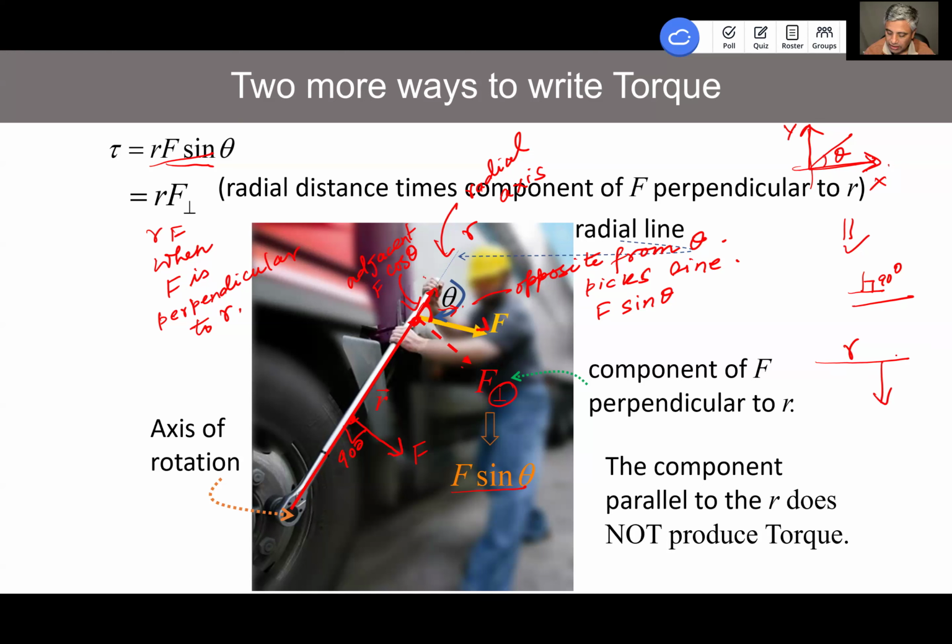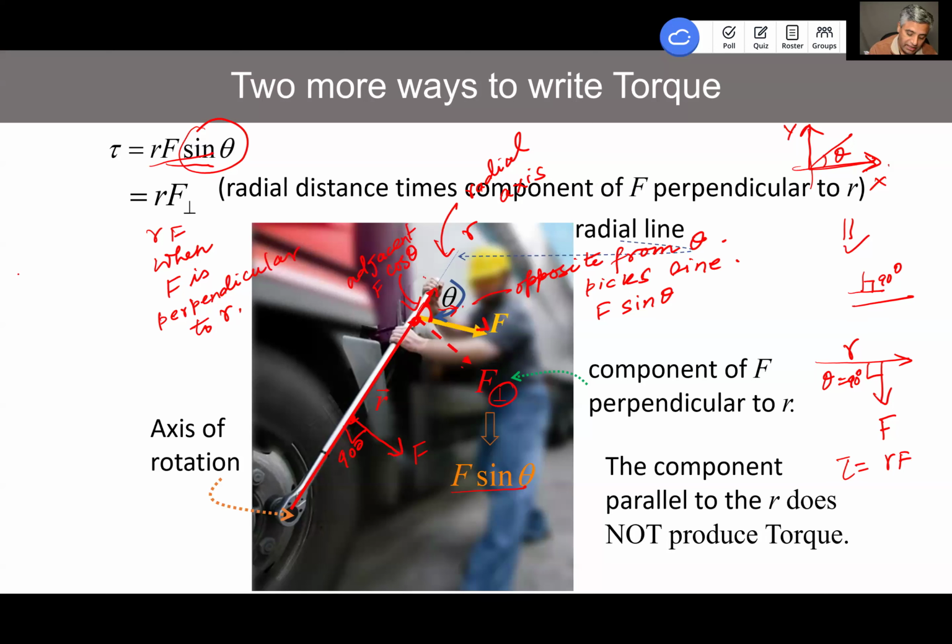So let's say the radial vector R is that and F is that. So the angle between them, theta, is 90 degrees. That means perpendicular. So what's the torque? It is just R times F. Why? Because sine 90 degrees is 1.